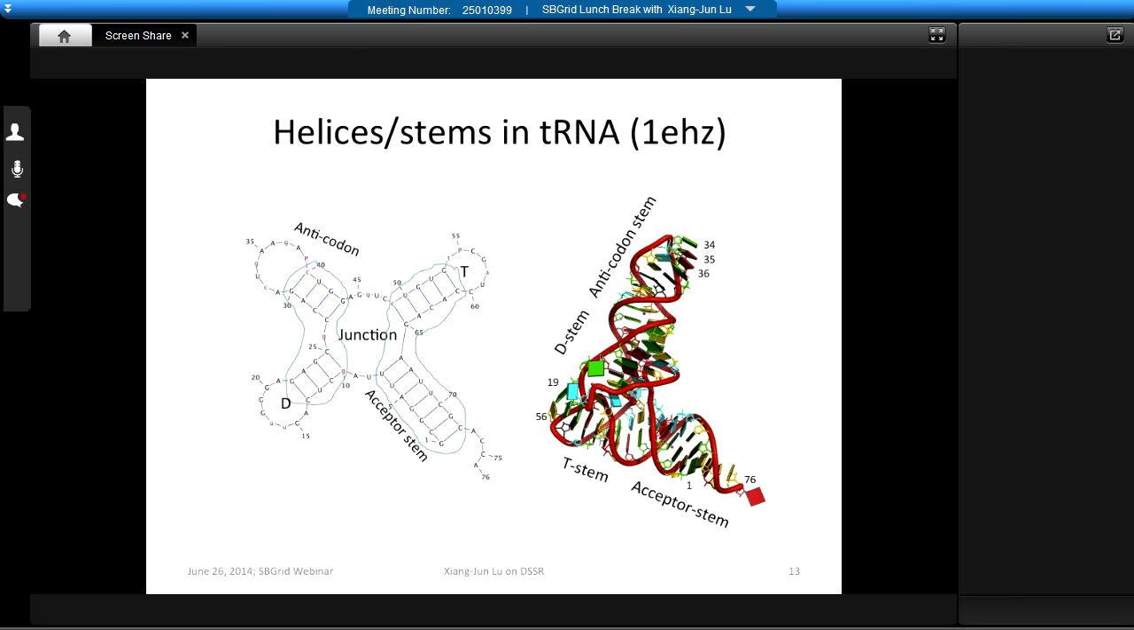The tRNA actually contains two helices, which are composed of, on the left-hand side, a D stem and an anticodon stem. On the bottom is a T stem and the acceptor stem. In 2D, they may look very separate, but in 3D, each pair is co-stacking to form the two halves of the L-shaped tRNA structure.